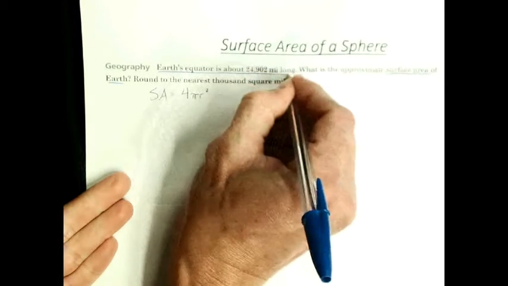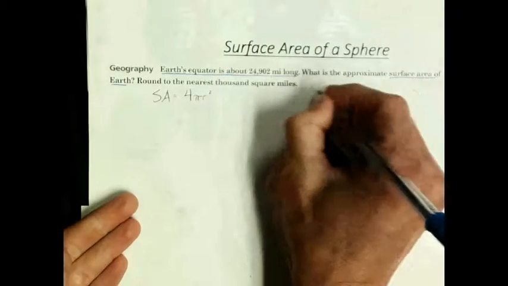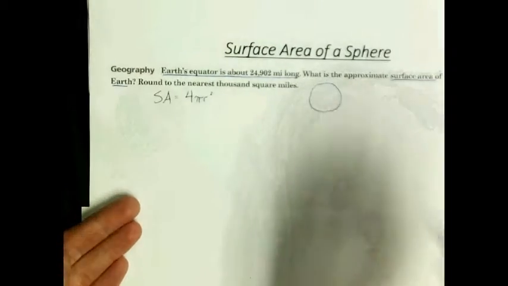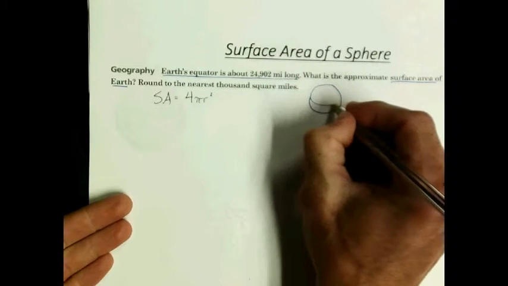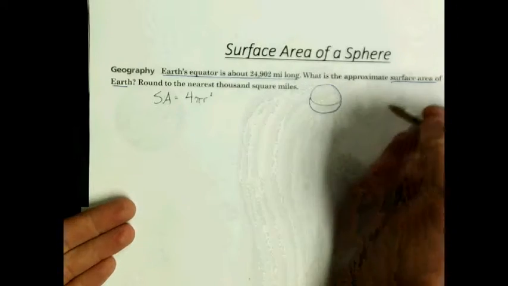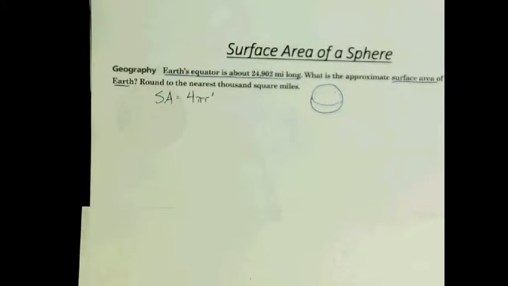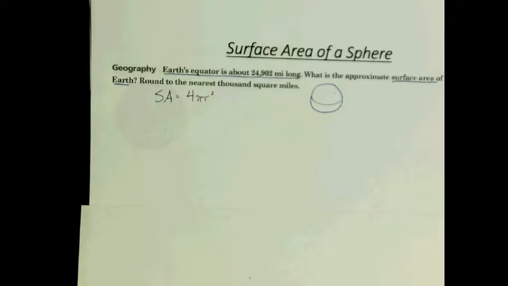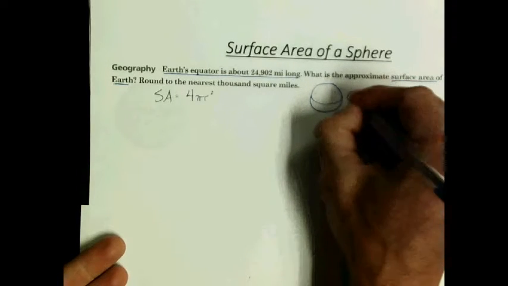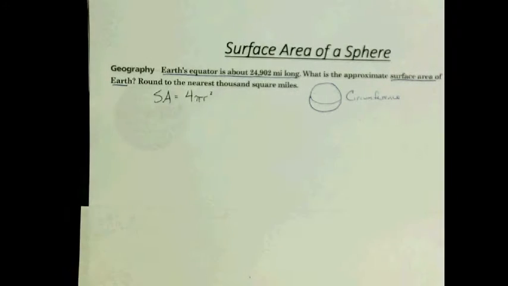Earth's equator is about 24,900 miles long. So we have to figure out, what does that mean? Well, if we picture the Earth, we need to know what the equator is. If you don't know, the equator is that center belt that goes around the middle of the Earth. So that's the equator, okay? And if the equator that goes around the middle of the Earth is 24,900 miles long, what does that even mean? Okay, so now we got to think, what does that mean? The equator represents the circumference of the Earth. We have to know that. So the equator represents the circumference of the Earth.